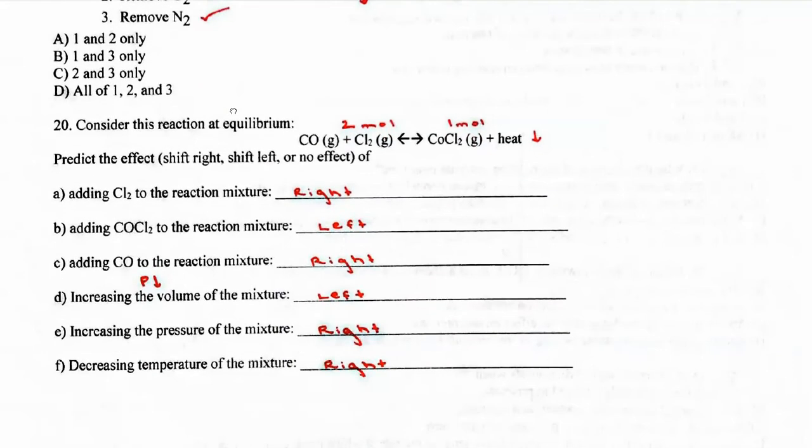So D is your answer. Okay. For here, if I add Cl2, I'm going to shift to the right. If I add COCl2, I'm going to shift to the left. If I add CO, I'm going to shift to the right. I'm hoping this is getting easy by this point.